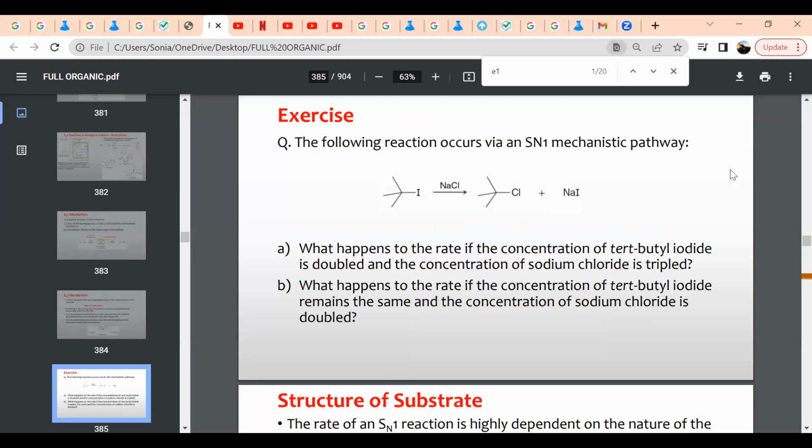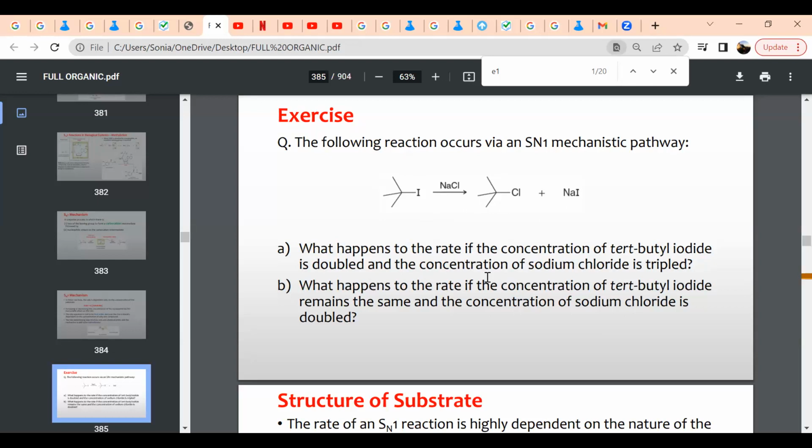So here is an example of a reaction mechanism. A question: what happens to the rate if the concentration of tert-butyl iodide is doubled and the concentration of the sodium chloride is tripled? So tert-butyl is this one. Of course, this is the substrate, and then sodium chloride is our nucleophile. And we've said this one is only dependent on the rate of the substrate. So for A, if we double the concentration of our substrate, I believe that the reaction rate is going to double because SN1 is dependent on substrate.